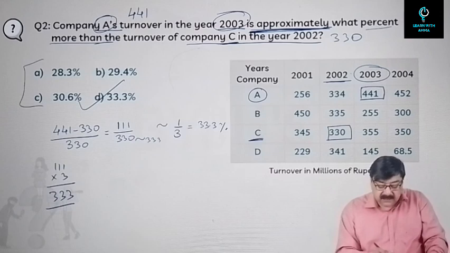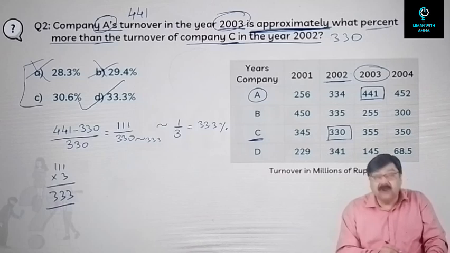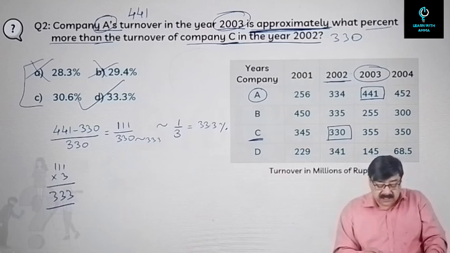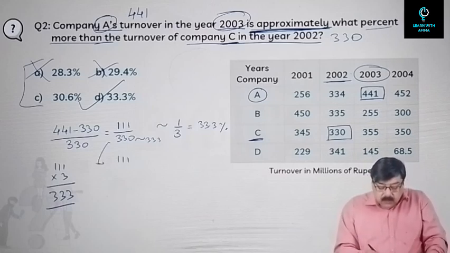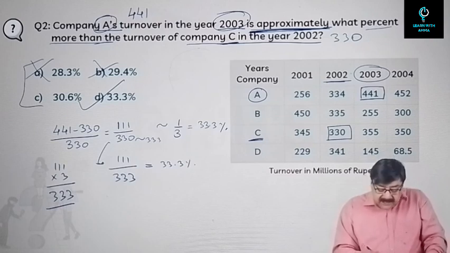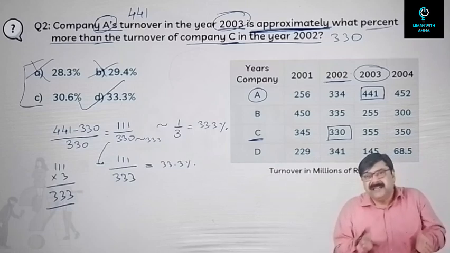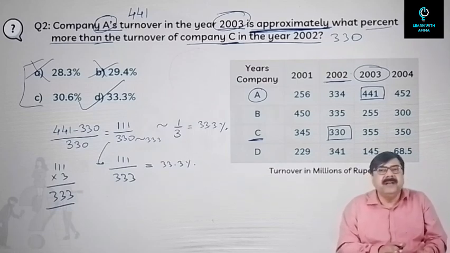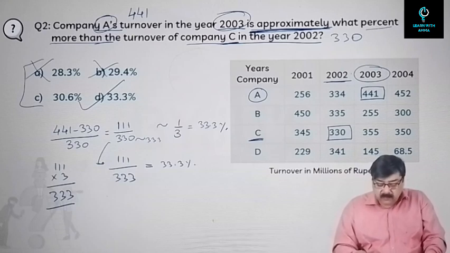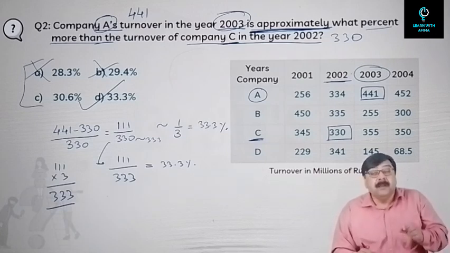Now look at the choices here. One thing for sure, your answer is above 30%. So choice A and choice B cannot be the answer. Use the elimination process here. And if this value would have been 111 by 333, the exact value would become 33.3%, whereas 330 is very minutely lesser than 333, quite near to it. So you can always assume it to be equivalent to 333 while performing calculations. So this way, you can reach the answer in no time using approximation.